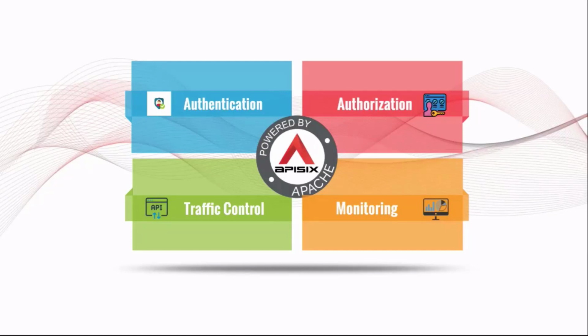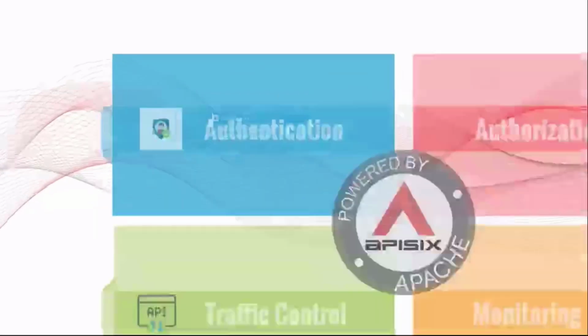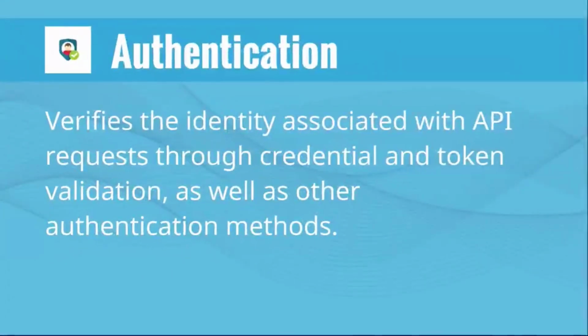So, how does an APISIX gateway secure your APIs? API security at APISIX is the highest priority, as it serves as an inline proxy, a point of control over all your APIs. First of all, it provides authentication, verifies the identity associated with API requests through the credentials, token validation, as well as other authentication methods.